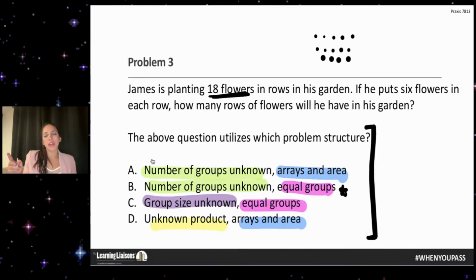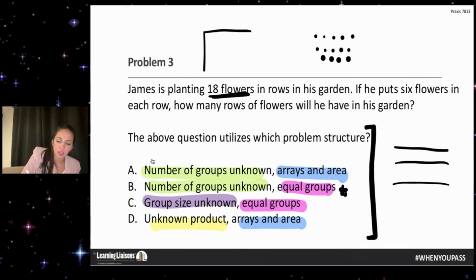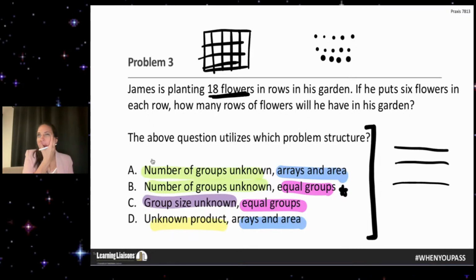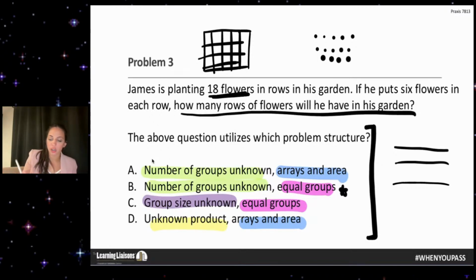You could argue that it's arrays and area, only because it's rows and columns. But you're really going to choose arrays and area if we're doing something like true painting or grass or something like that. Now, how many rows of flowers will he have in his garden? Do we have a number of groups unknown, the group size unknown, or unknown product?